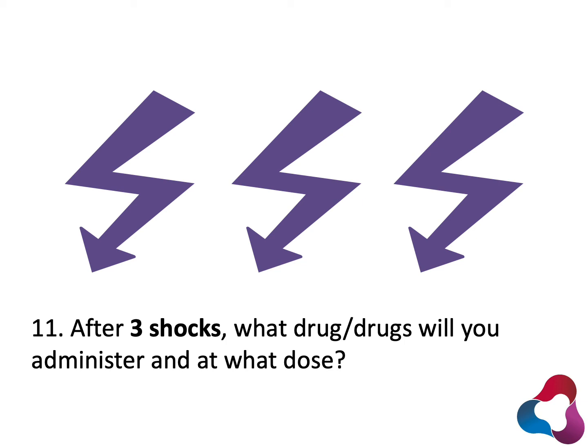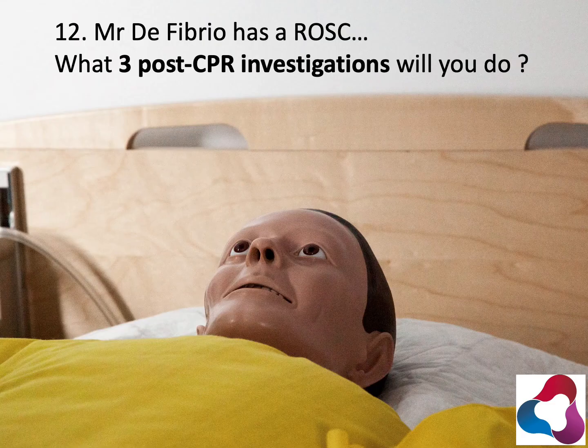So after 3 shocks, what drug or drugs would you administer and at what dose? So at this point, 300 milligram bolus of amiodarone should be administered. You do give the amiodarone in this case, and you start to think of another point where you may need to give amiodarone again, which is a dose of 150 milligrams that can be given following 5 defibrillation attempts if a pulseless VT or a VF persists. This is not recommended for use in a non-shockable rhythm.